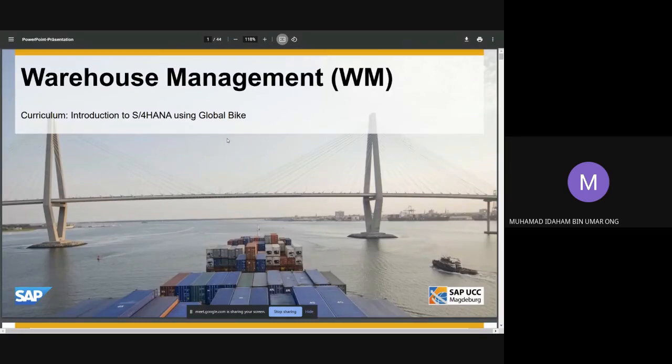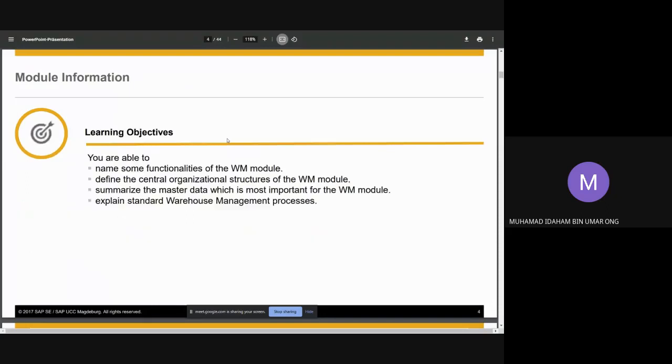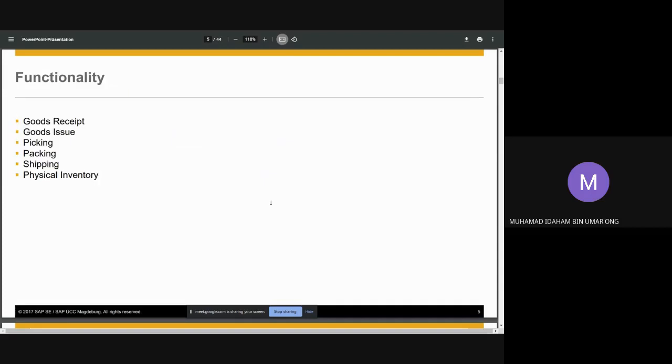It defines how items are being stored, where they are being stored, how they are going to be moved out, and how they are going to be moved in. Now, this one we can skip. Basically, here we're going to see some functionalities, the organizational structure, the master data, and also the process.